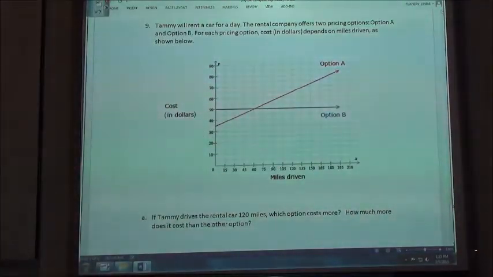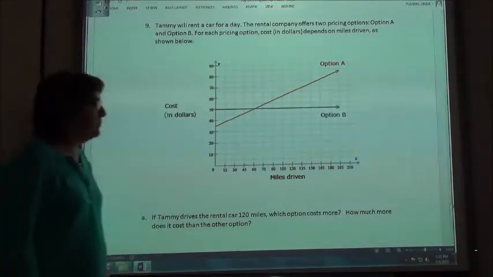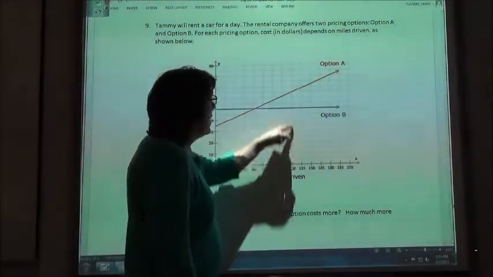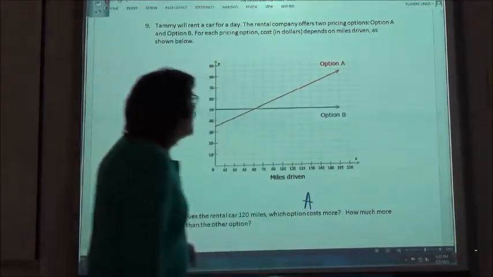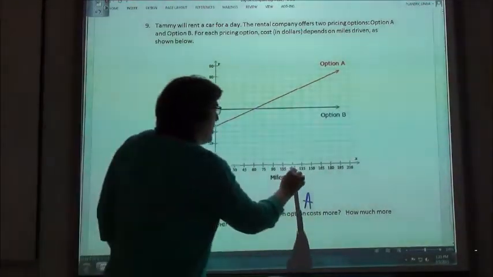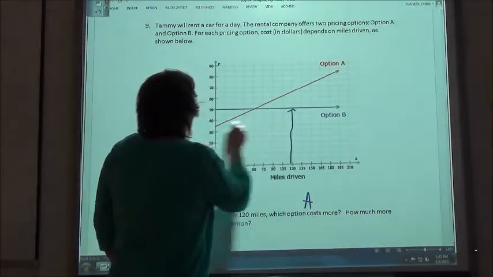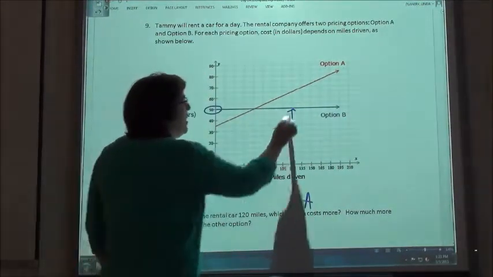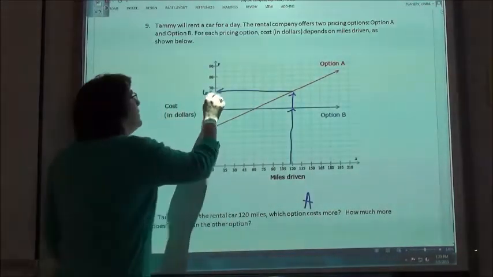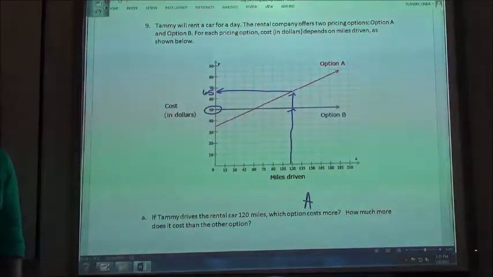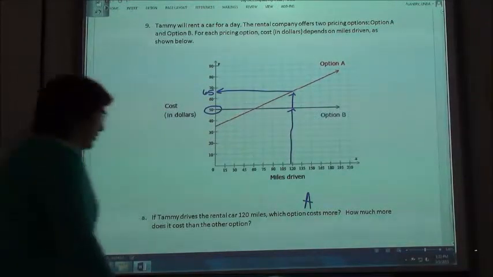If Tammy drives the rental car 120 miles, which one is going to cost me more? Option A. Option A is going to cost me more. So at 120 miles, option B is costing me $50. Option A is going to cost me $65, right? So how much more did it cost? $15.